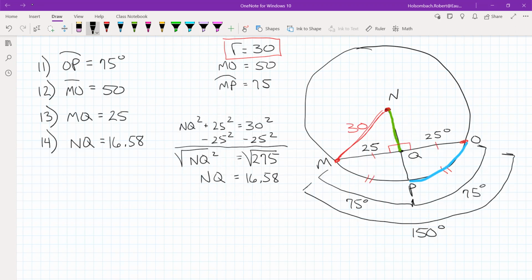And then the last question is number 15, and you're asked to find QP. So look, it doesn't look like it in this picture, but doesn't N to P represent a radius? All right, and if N to P is a radius, and the green portion of the radius is 16.58, then doesn't QP equal the radius, which is 30, minus the green section, which is 16.58? All right, so take 30 minus 16.58 and 13.42 is the distance from Q to P.